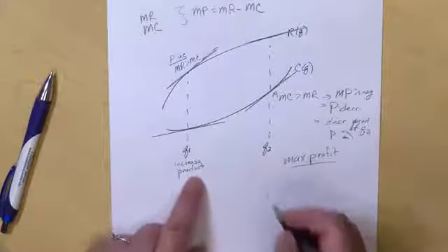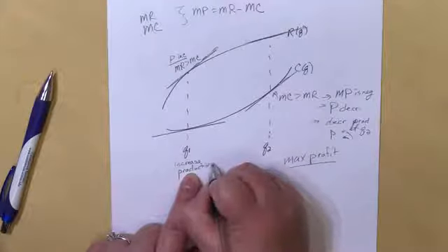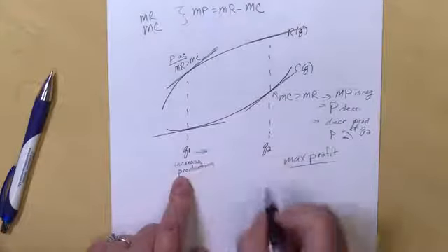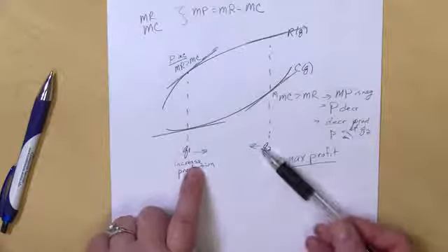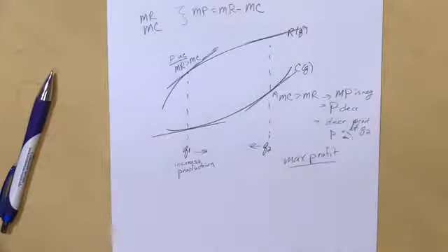Okay. So now we want to be looking at where is our maximum profit. Well, here we're told to increase production. So we should be going here. Here we're told to decrease. That gives us a clue. It's somewhere in between where we might want to maximize profit.